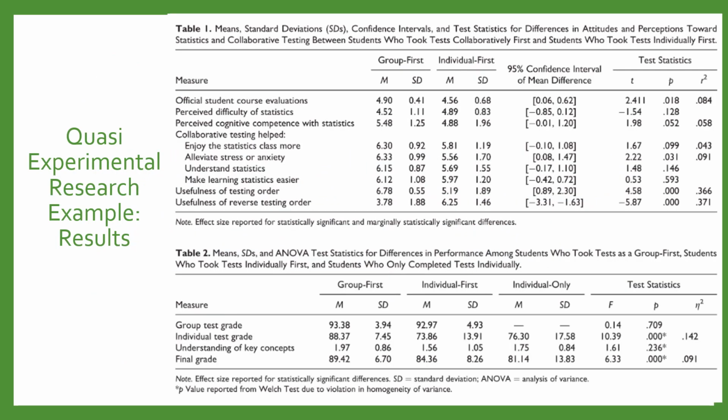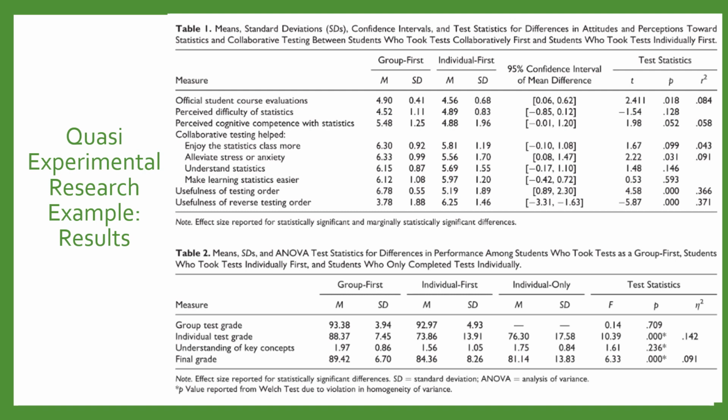So now let's take a look at the results for this study. And just because I can't help myself, I'm going to stats nerd out with you for a moment. Notice that in that first table, we did t-tests because we were comparing the group first to the individual first conditions, and there were only 2 groups there. And then in the second table, we used an ANOVA to compare the group first versus individual first versus the collaborative testing group because we had 3 groups there.